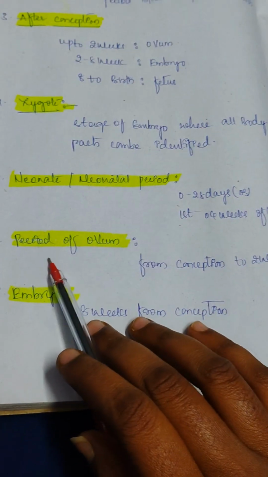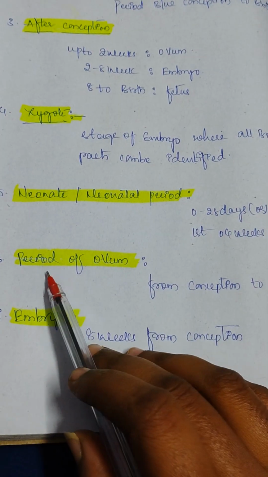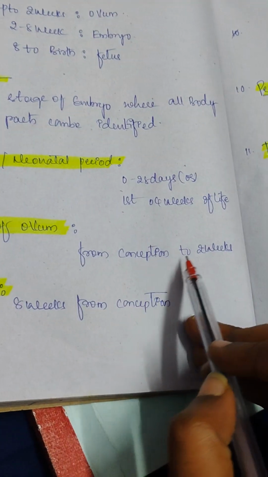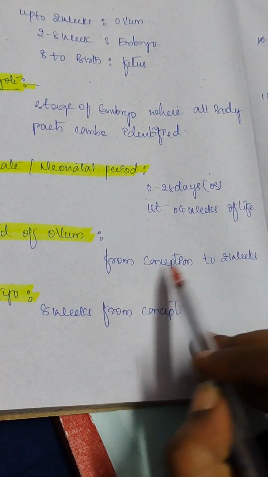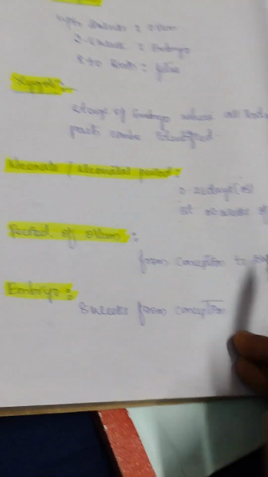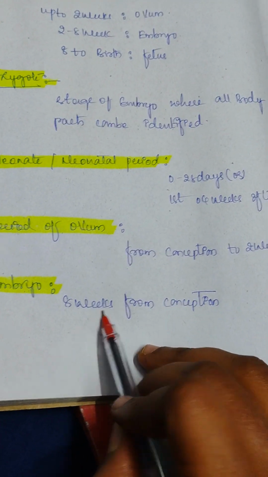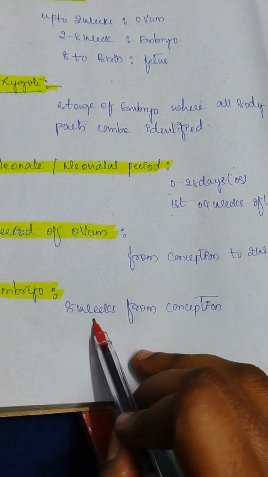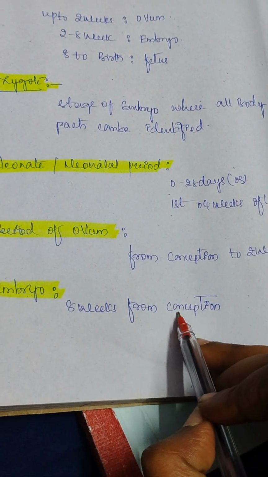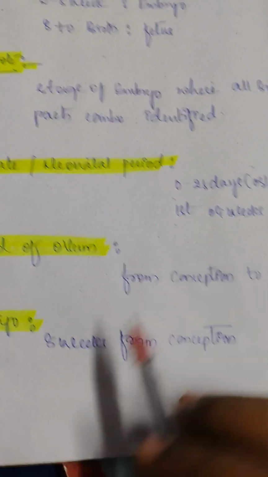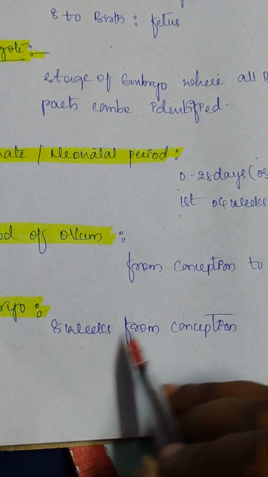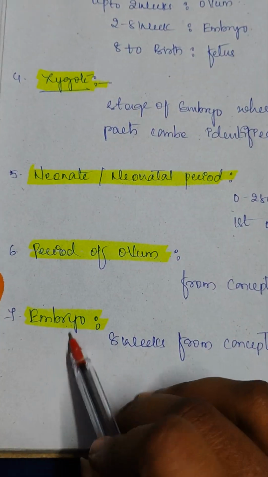Then, already we have discussed ovum from conception to 2 weeks. From conception or from fertilization to 2 weeks is called ovum. Embryo from conception to the 8th week. From conception to 8th week is called embryo.